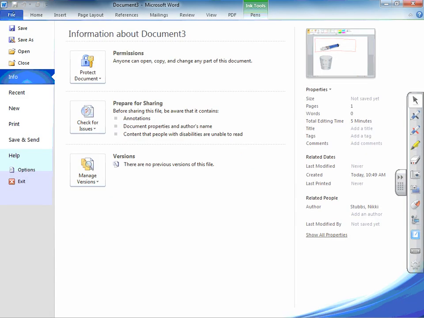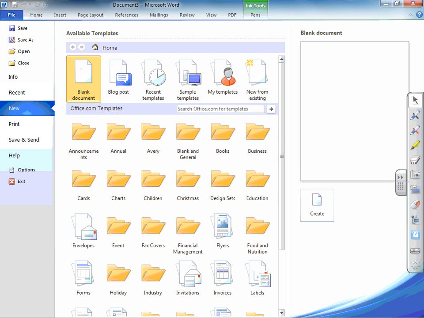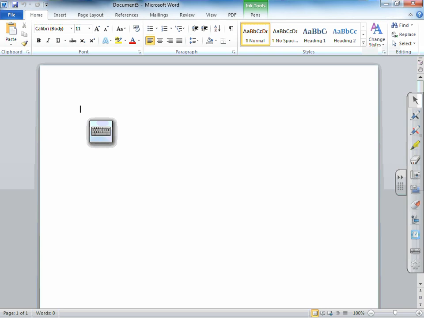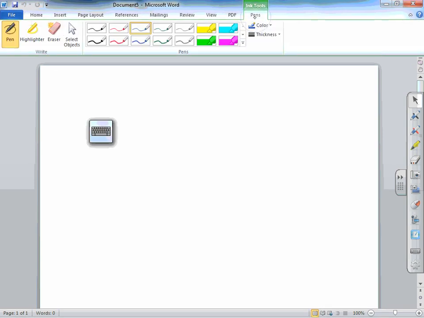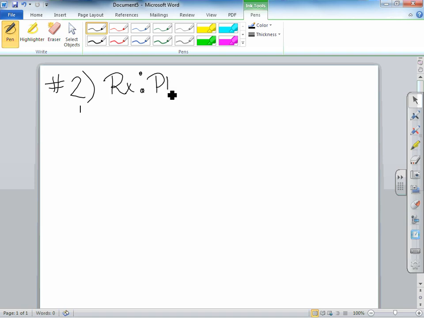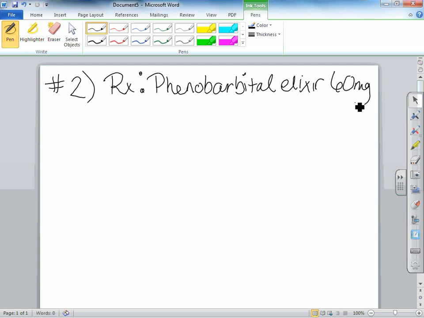Alrighty. Let's do another one. Let's do number 2. All right. So number two. Alrighty. Number 2 reads. This is on page 251. But number 2 reads, your medication order is phenobarbital elixir, 60 milligrams, PO, QID.